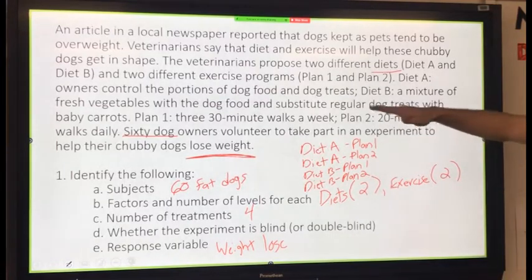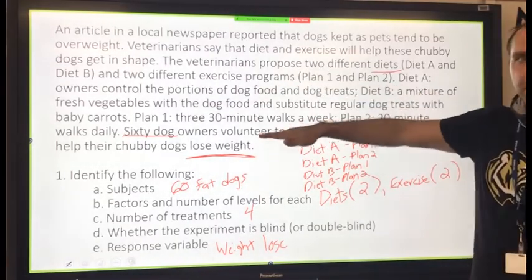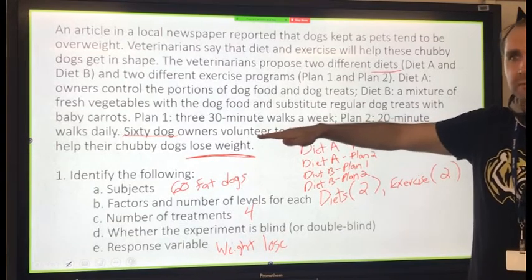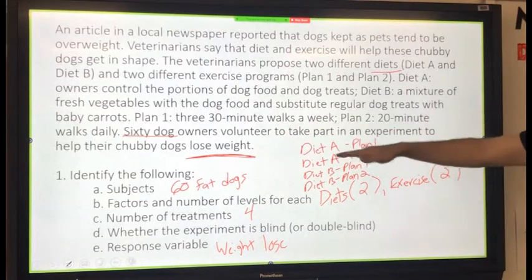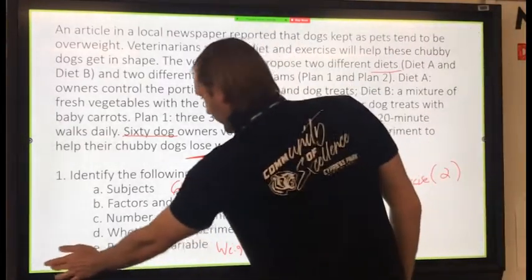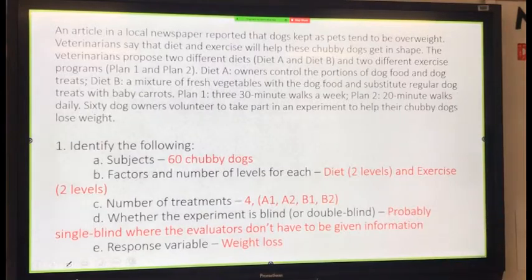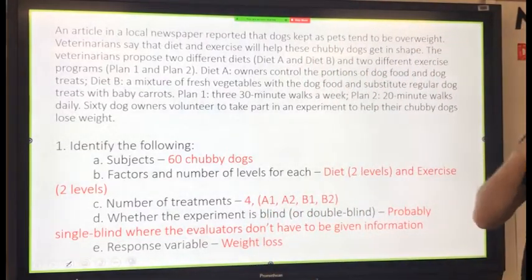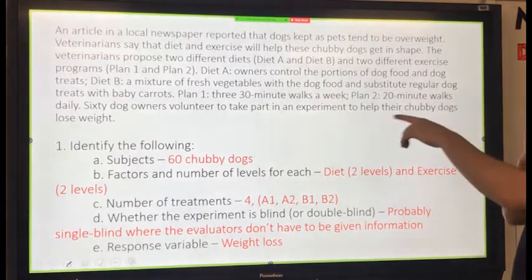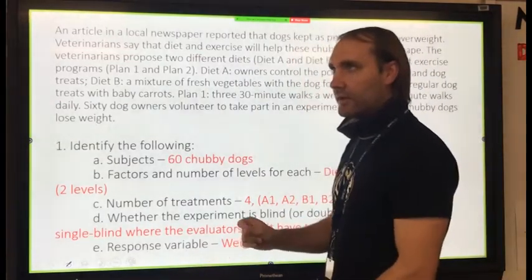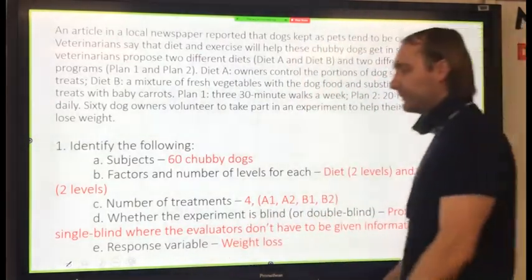So there are only two types, the experimenters and then the observers. Would the observers know? The people weighing the dogs, will they know? Probably not. They don't have to know. You don't have to tell them which dog was in which category or which treatment. So I would say this was a single blind, yes, where the evaluators don't have to be given this information. Why tell them? You don't want them thinking, this was on the really good plan, Diet B and Plan 2, so I'm assuming it's going to lose weight, so maybe I'll round down the weights. I don't know. Don't need to tell them.